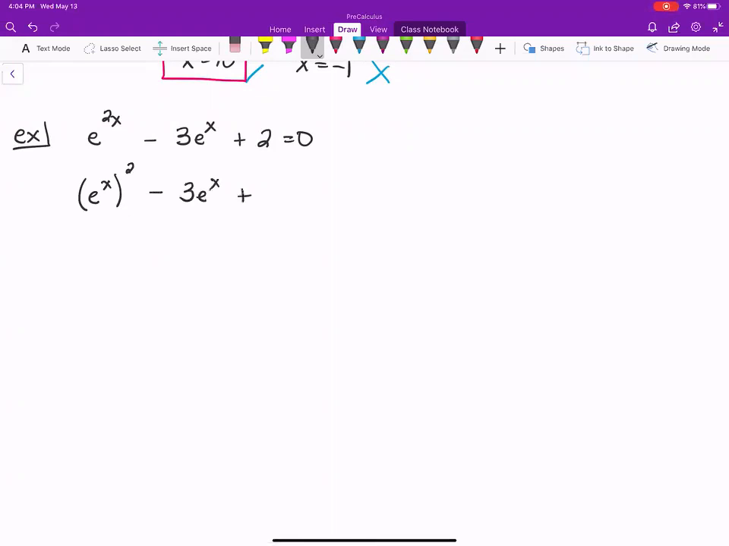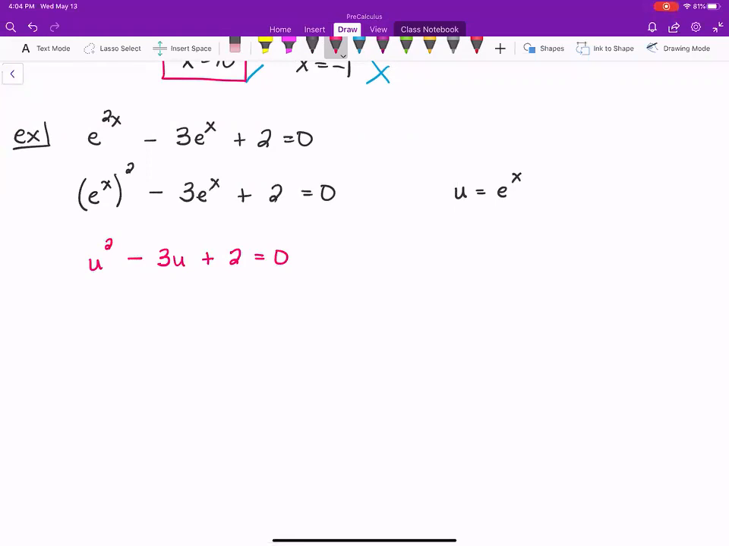And what I'm going to do is something a little bit unique. I'm going to pick a different letter, like maybe I'll pick u, and I'm going to let u, for just a second, be equal to my e to the x. So this problem is going to actually become u squared minus 3u plus 2 equals 0. I'm changing colors because I want you to understand that this is not the original problem. It's just a little substitution over here.